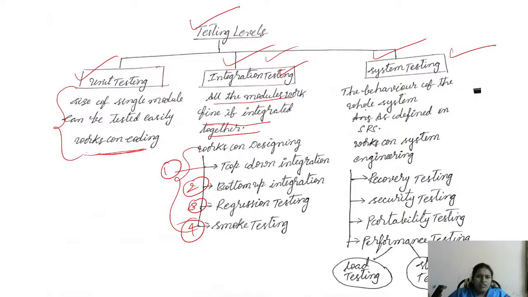System testing checks the behavior of the whole system as defined in the SRS. SRS, the Software Requirement Specification, we write before development. Is it there according to the SRS or not? It does recovery testing, security testing, portability testing, and performance testing. Is it recovering, is it providing security, portability, performance? Everything will be tested in system testing.